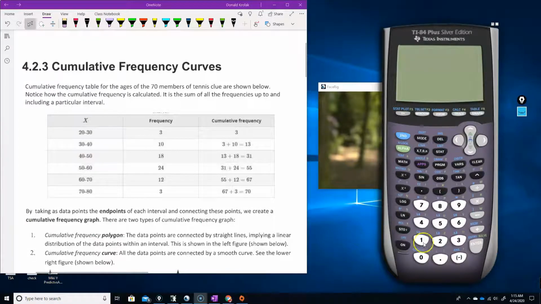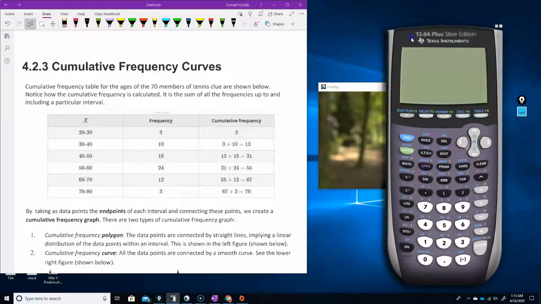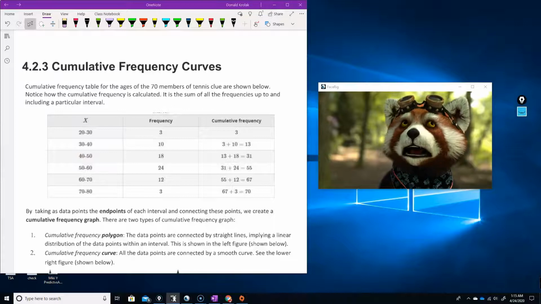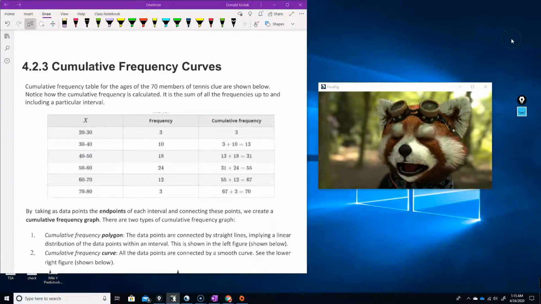Guys, there's a calculator in the way. Can you move it? Oh, sorry about that. Hey, all right. Ooh, look at a squirrel. Ooh, I want to go get that squirrel.